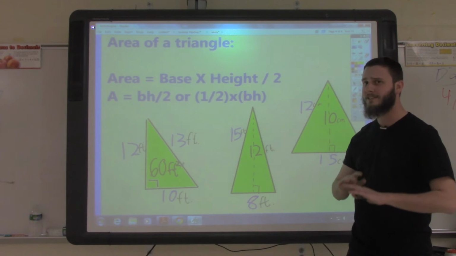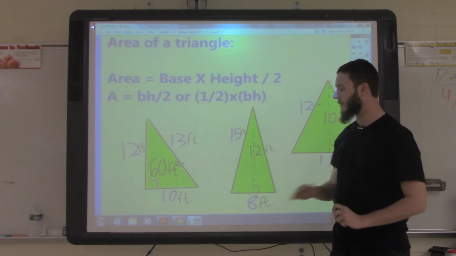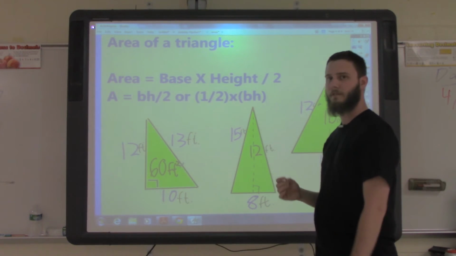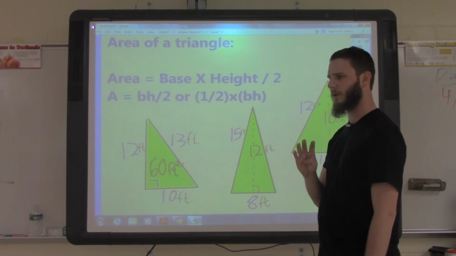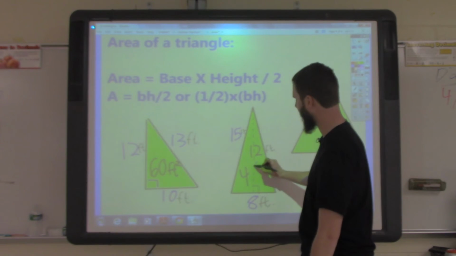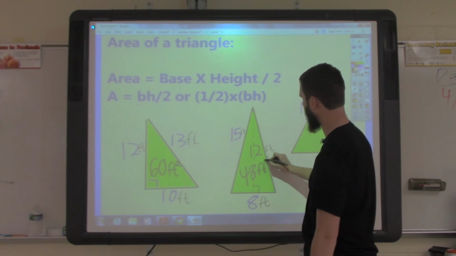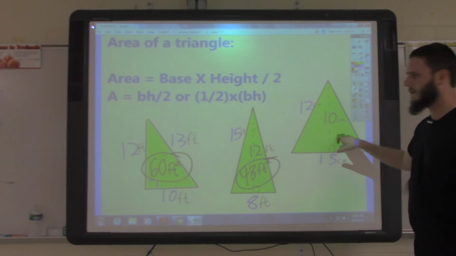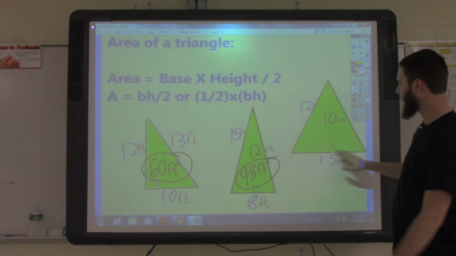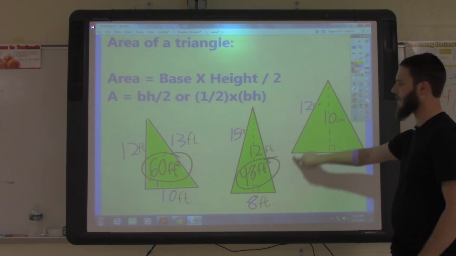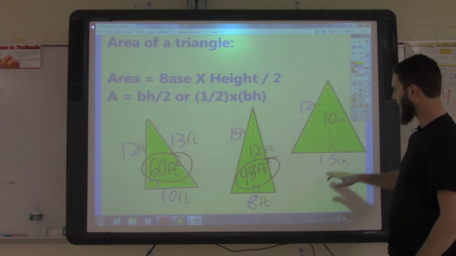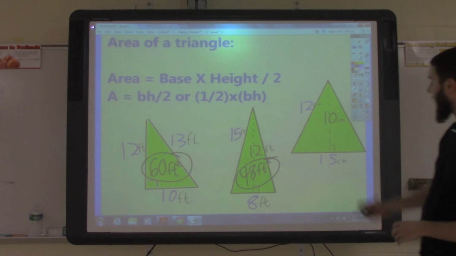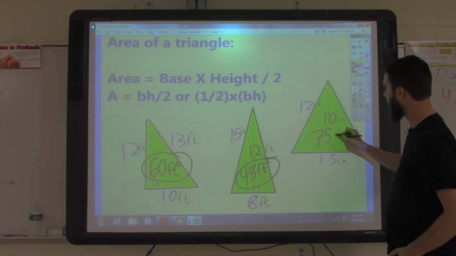Once again, this 96 is not our final answer. We've done base times height, we still have to divide by 2. 96 divided by 2 is going to give me an answer of 48. I'll go ahead and write that in here, 48 feet squared. Gives us that answer. Let me circle that previous answer too. Finally, for this triangle, we have a base of 15, height of 10, and a trick of 12. We'll take 15, multiply it by 10, then divide it by 2 to give us our final answer of 75 centimeters squared.